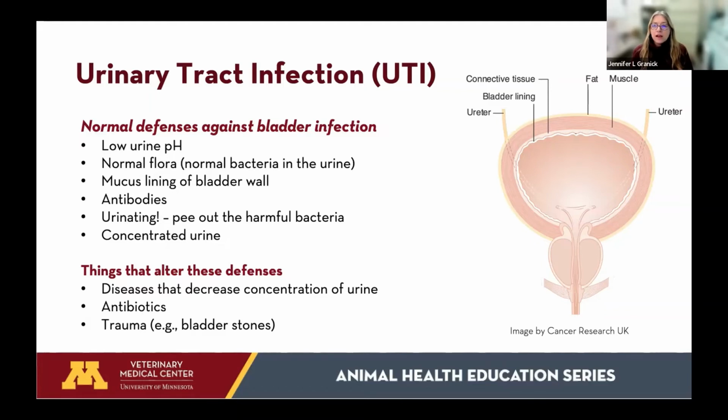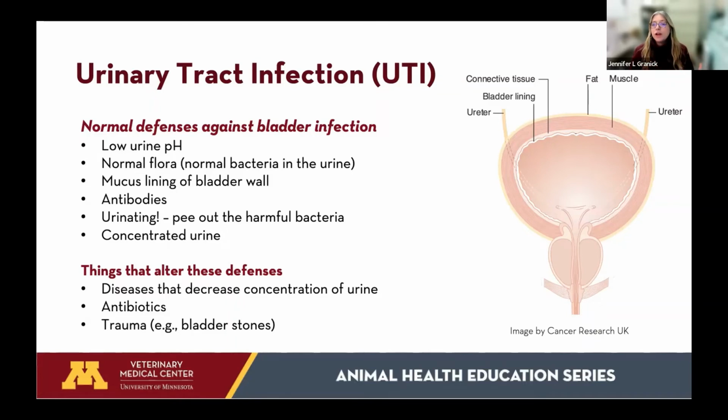There's mucus that actually lines the lining of the bladder. There's a little mucus layer that prevents bacteria and other irritants from actually contacting the surface of the bladder wall. So that's a protective mechanism, kind of like the mucus in your nose. Antibodies are in the lining of the bladder too. There are immune cells there that can produce antibodies.